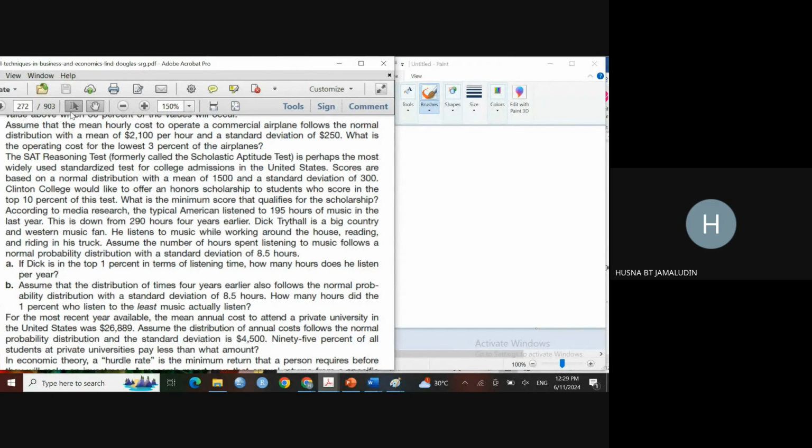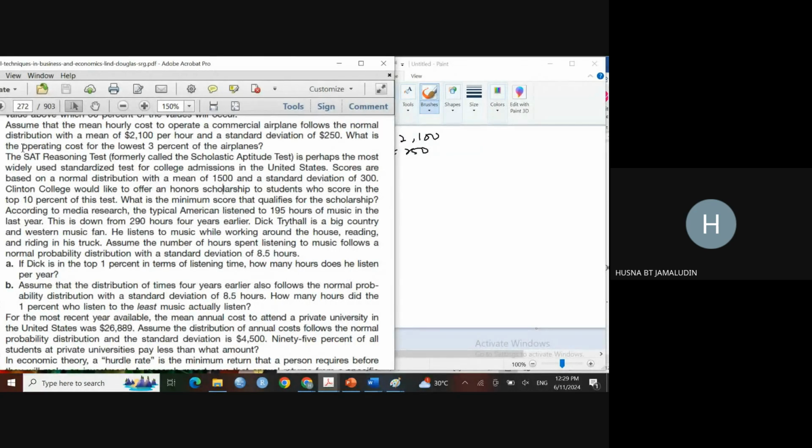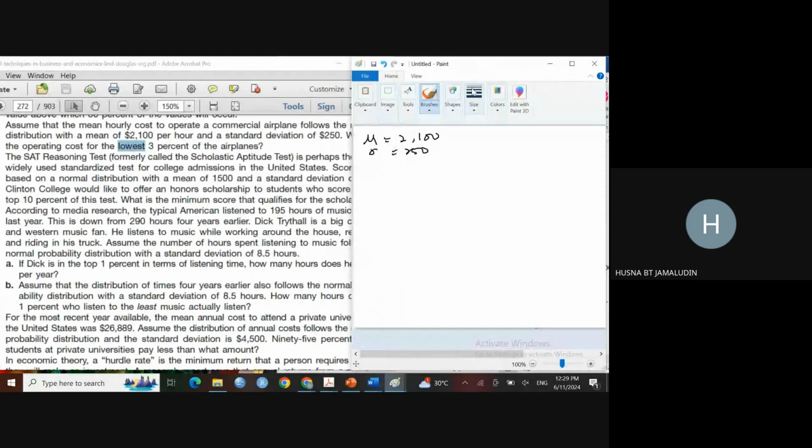Assume the mean hourly cost, and so on. They mention it follows a normal distribution. So you know that your diagram should be normal, right? Let me list down first. Your mu equals 2,100 per hour. Standard deviation equals 250. What else? What is the operating cost for the lowest 3%? The word lowest is like your minimum, your smallest, right? So you should know how it looks like. So draw a diagram, don't forget your diagram. It will help you a lot.